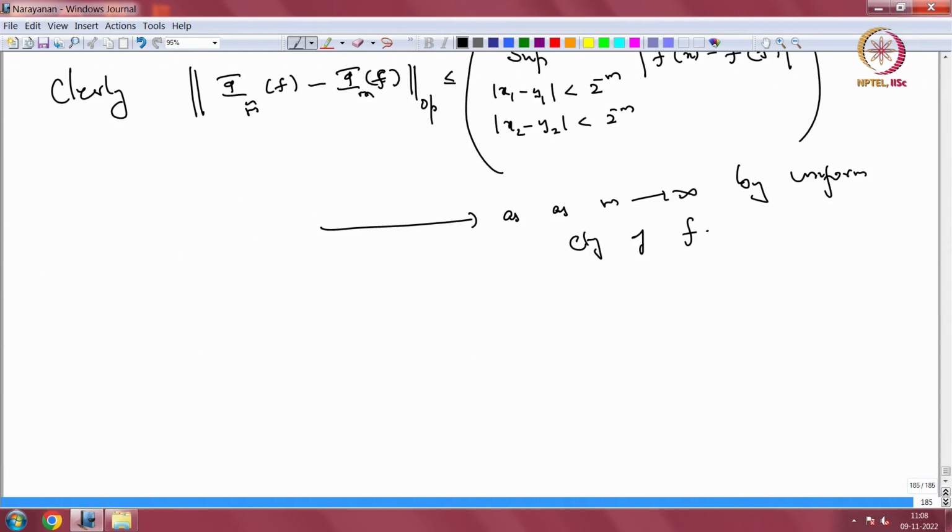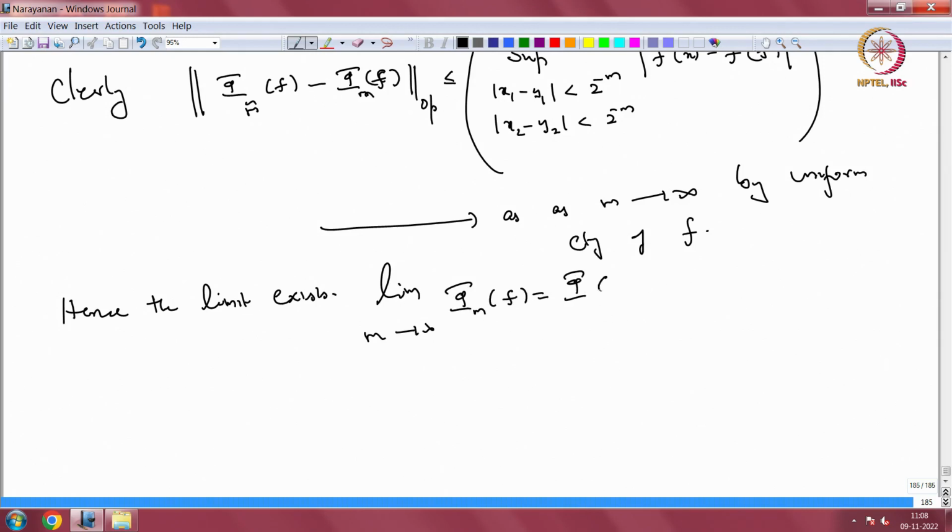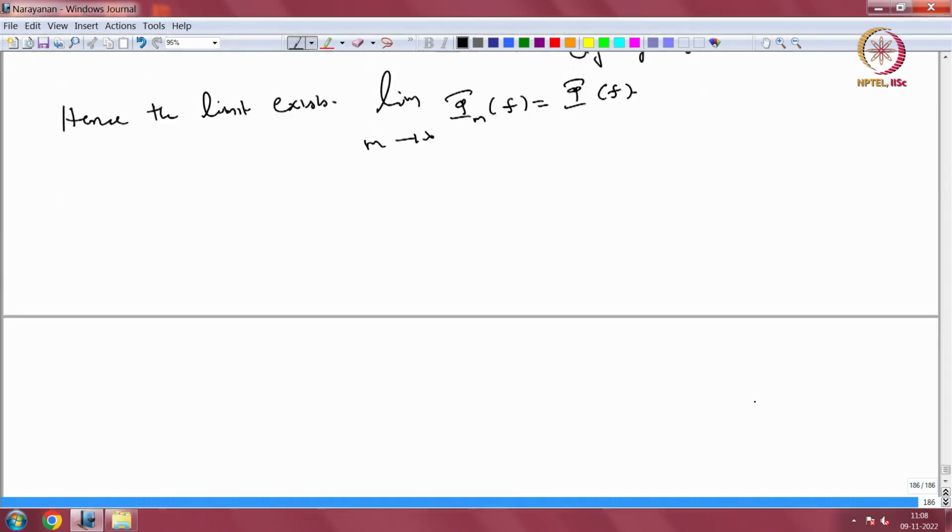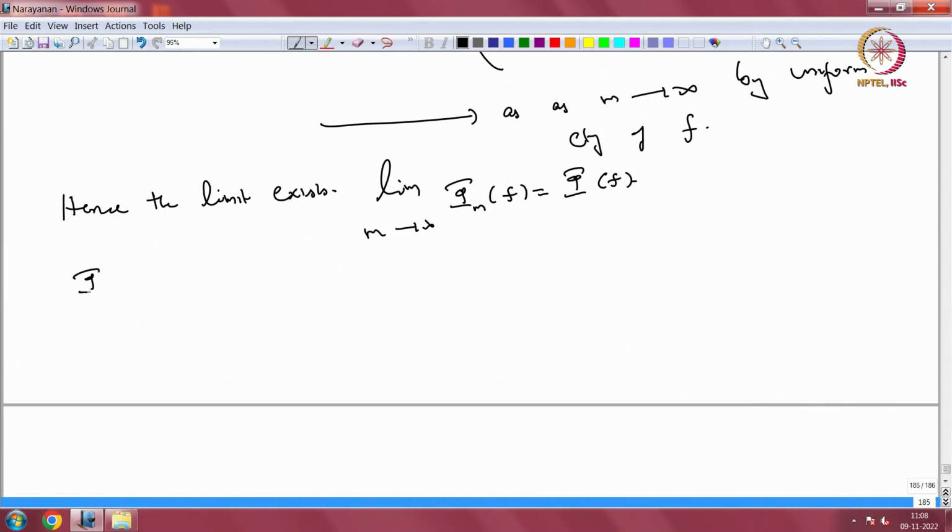So, once you prove that the limit exists, everything else follows as in the case of single variable, right. So, hence the limit exists. Limit m going to infinity of phi m f, let us call this phi of f, okay. So, phi m is linear implies phi is linear, okay, that is trivial.